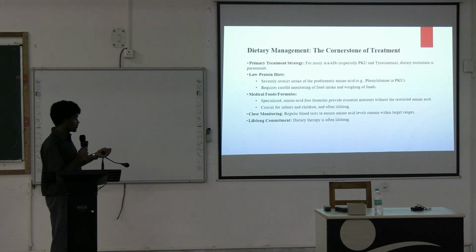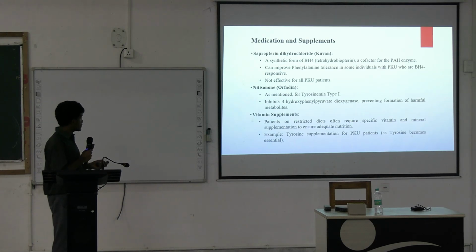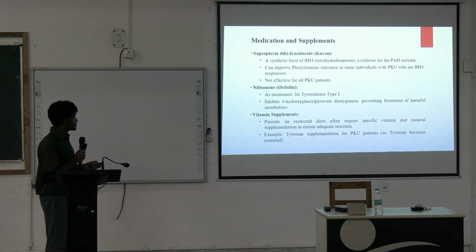Repetitive tests are done to closely monitor the levels, and this treatment is lifelong. Next come medications and supplements. Sapropterin dihydrochloride is also used in PKU patients. It improves phenylalanine tolerance in some individuals who are BH4 responsive.